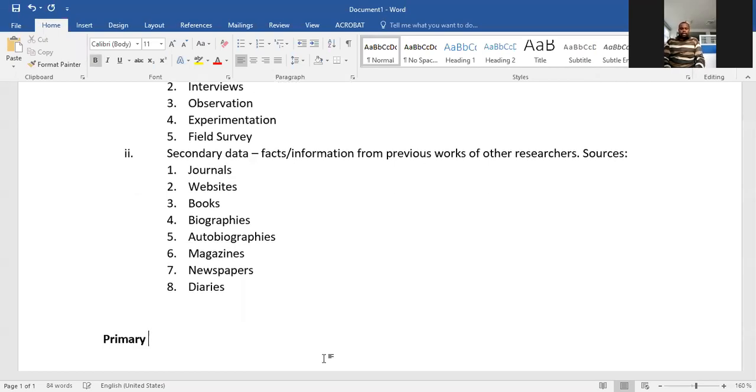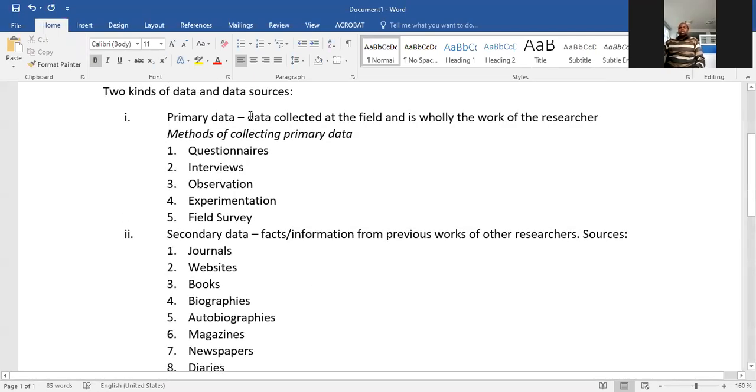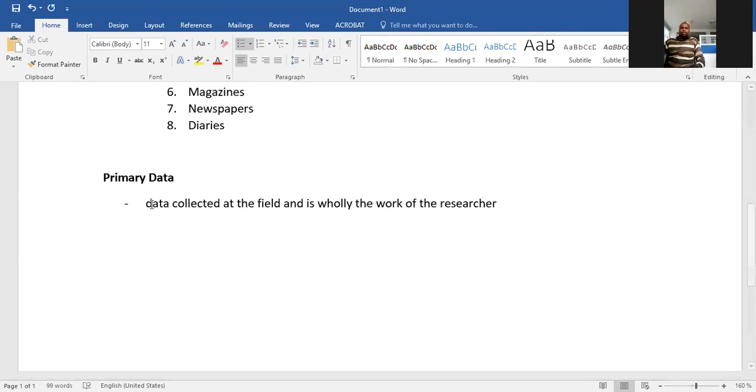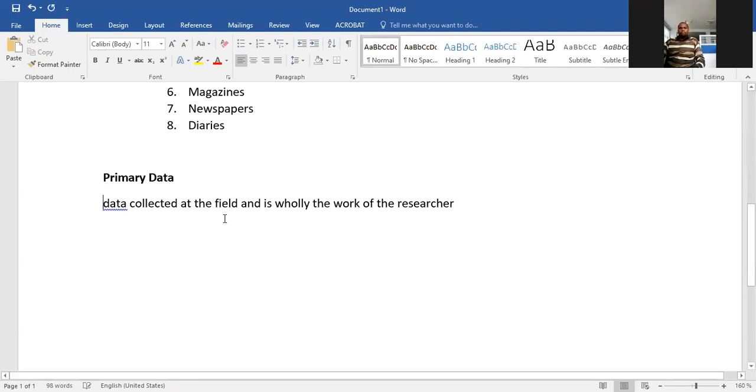So primary data, again, we say that primary data is what? It's data collected at the field and is wholly the work of the researcher. So that is basically what primary data is. Okay, you go out to the field and you collect. Now, what are some of the benefits?